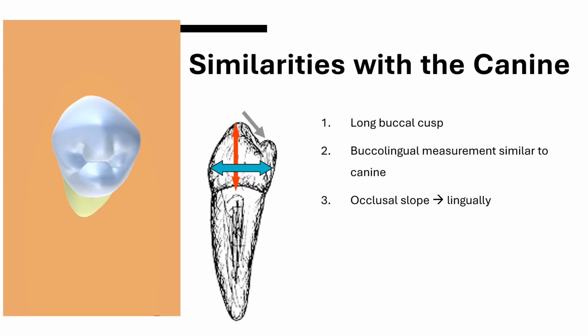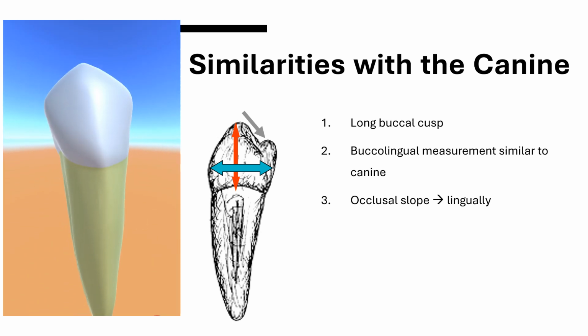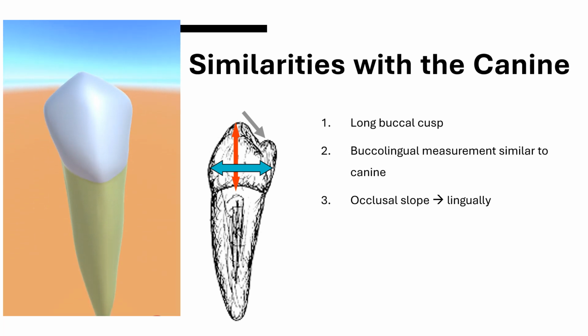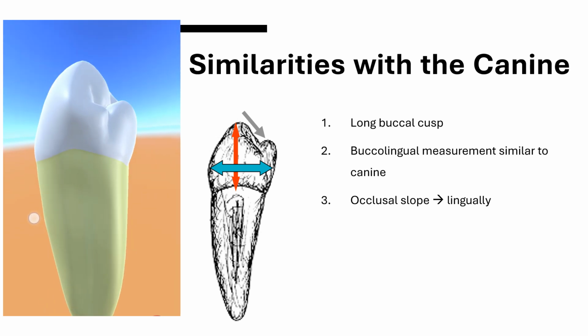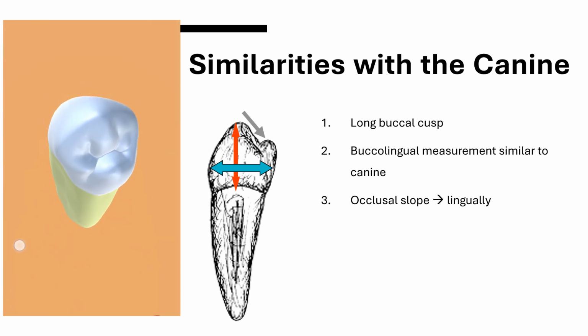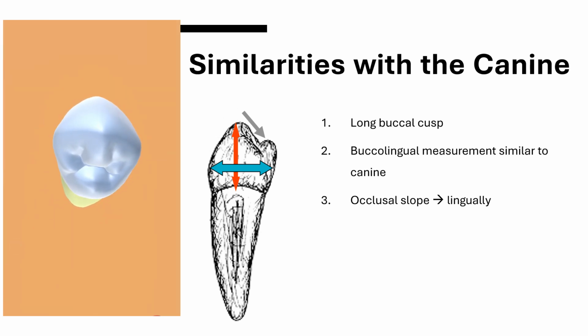There are a lot of similarities with the canine. The first similarity is in the buccal aspect. In the buccal aspect, you can see that the tooth shows a single cusp, a pointed cusp. And when you look at it from the mesial, distal or the occlusal aspect, you will find that the buccolingual dimension, that is from here to here, is similar to that of a canine.